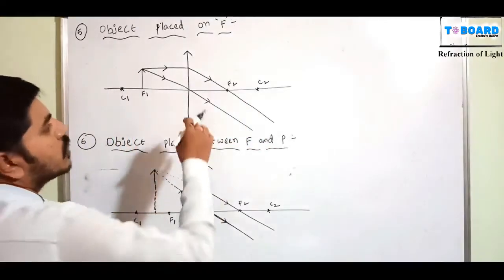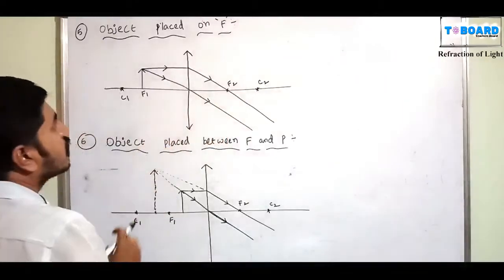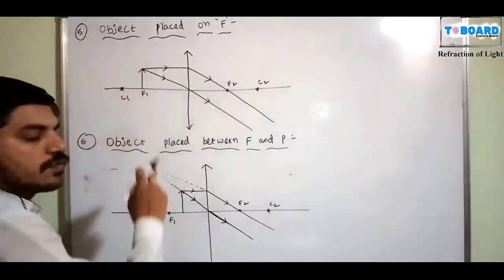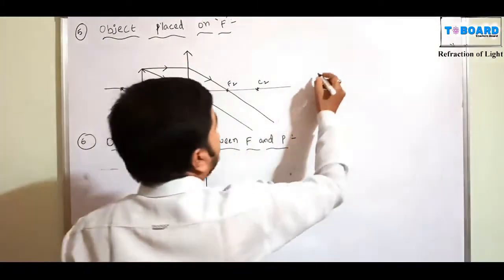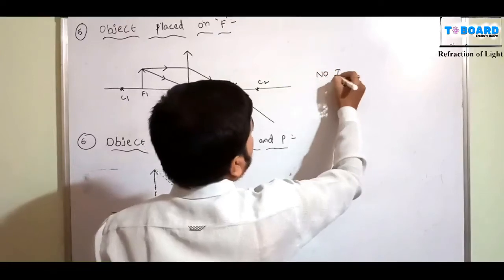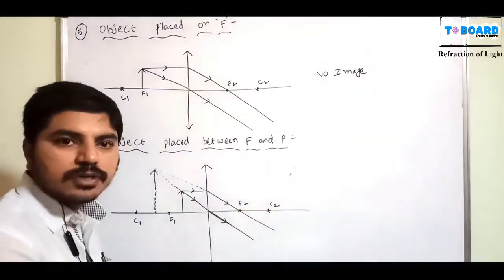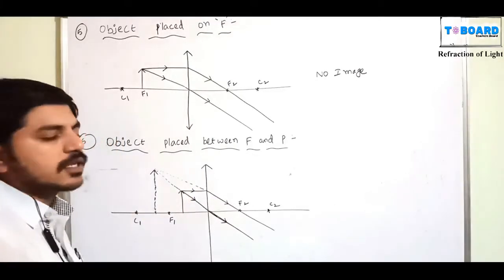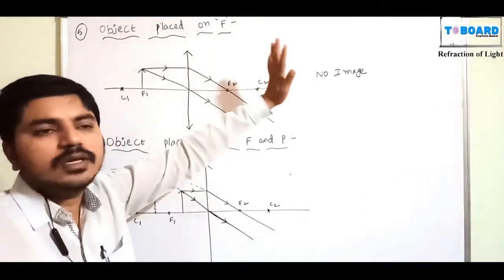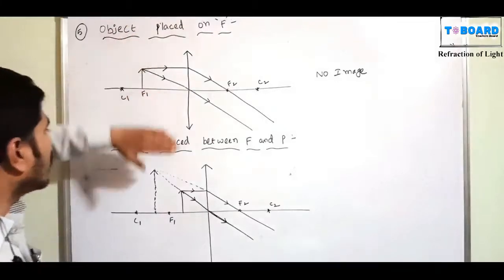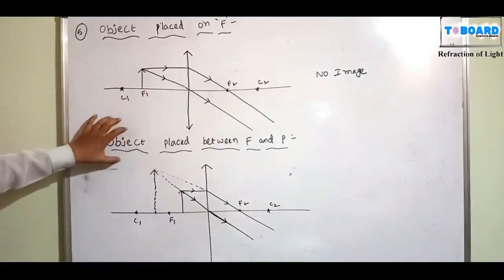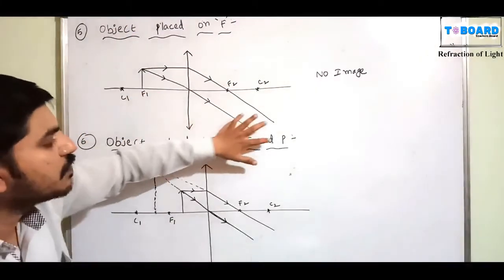So what are the characteristics of the condition where the object is placed on the focal point? There are no characteristics, because there is no image formation. Nothing but no characteristics are present in this condition. Then it comes to another condition, that is, the object placed between F and P.